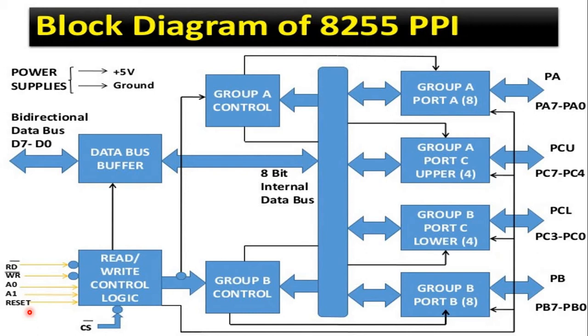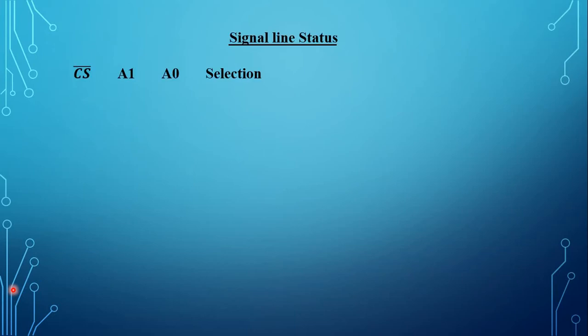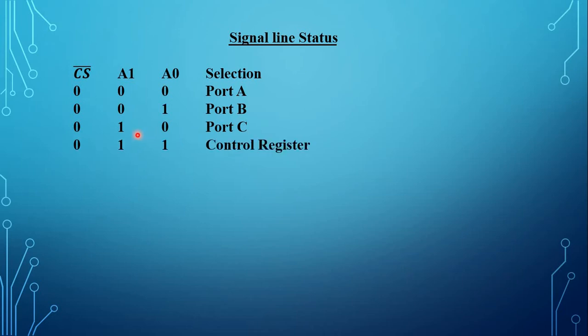Then 4, 5 and 6, that is CS signal, A1 and A0. The CS signal is nothing but chip select signal connected to a decoded address. The lines A1 and A0 specify one of the I/O ports or control register as noted here. See here, CS, A1 and A0: if all the values are 0, then port A is selected. Then 001, in that condition, port B is selected. 010, port C is selected. 011, control register is selected.